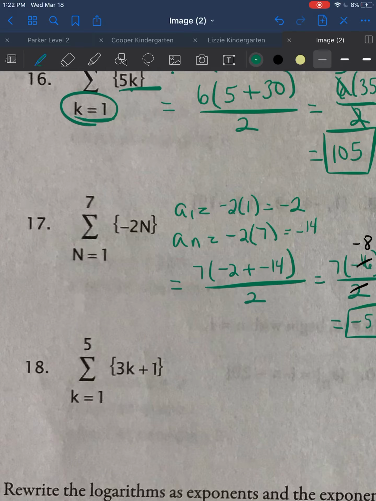I'm going to quickly go through 18 just because it's got more parts, but it's the same thing. A sub 1, plugging in 1. 3 times 1 plus 1 is 4.